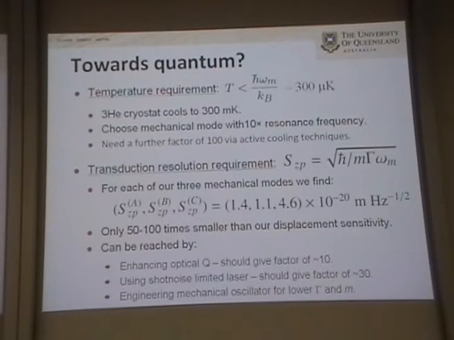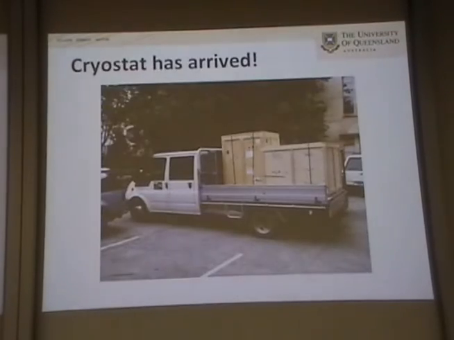You can make the laser shot-noise limited. At the moment, our laser is limited by phase noise. That gives you a factor of 30. But probably the most attractive thing is to engineer your mechanical oscillator. If you make the damping of the mechanical oscillator less, and you make the mass smaller, then the spectrum gets narrower, and all that thermal energy gets into a smaller frequency range and pokes higher above your transduction noise.